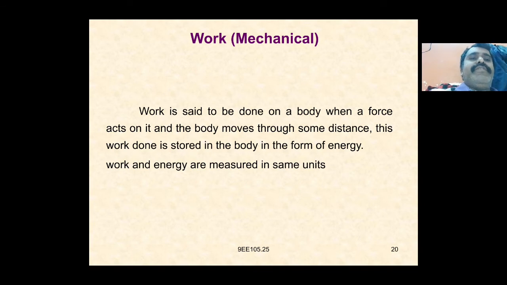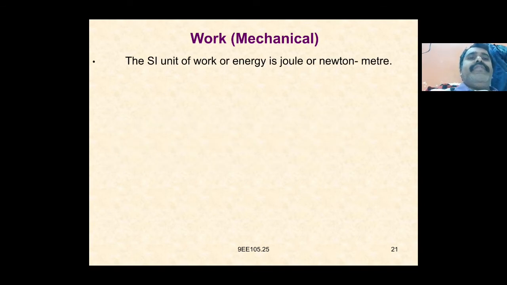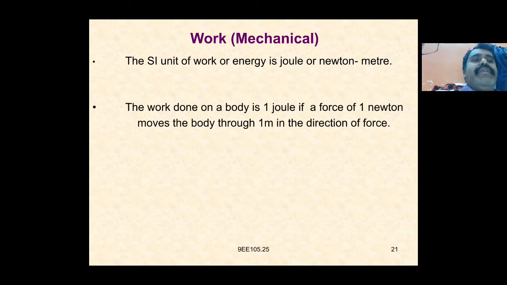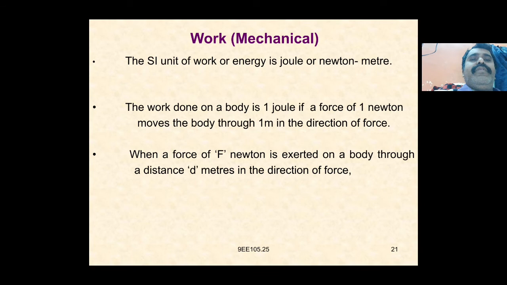Work and energy are measured in the same units, that is, the SI unit of work or energy is the joule or Newton meter. The work done on a body is 1 joule if a force of 1 Newton moves the body through 1 meter in the direction of the force. When a force F Newton is exerted on the body through a distance d meters in the direction of the force, work done is equal to force into distance.